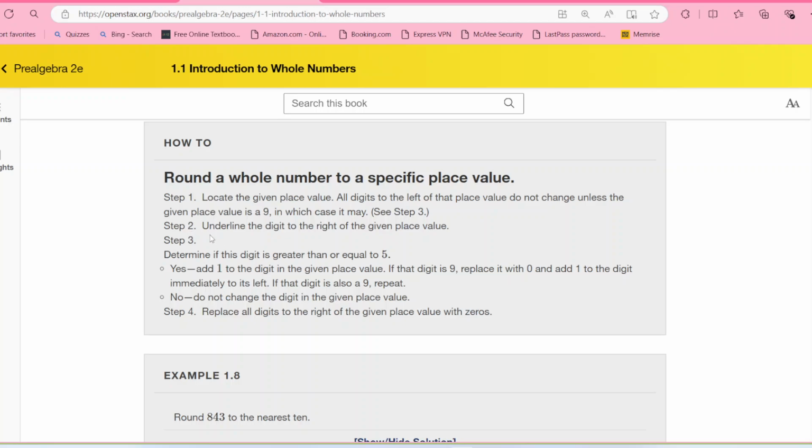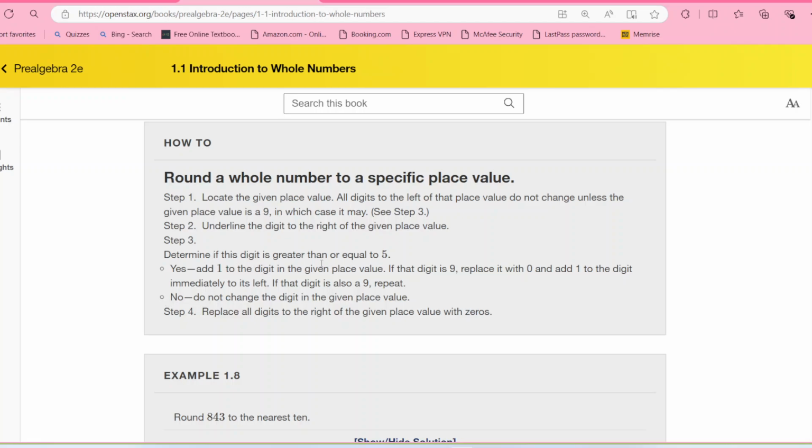Step 2. Underline the digit to the right of the given place value. And step 3. Determine if this digit is greater than or equal to 5. If it is greater than or equal to 5, the answer is yes to that question. Add 1 to the digit in the given place value. If that digit is 9, replace it with 0 and add 1 to the digit immediately to its left. If that digit is also 9, repeat.